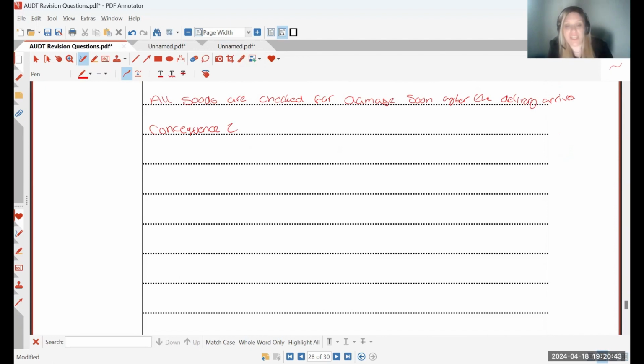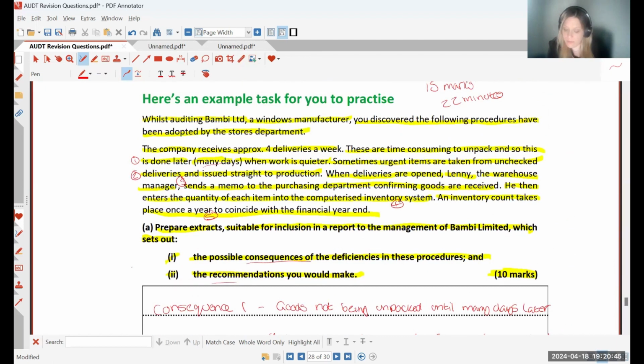So consequence 2, this was the urgent items taken from unchecked deliveries and issued straight into production. Well, what's our issue here? It might be that some of the products in these unchecked deliveries might be faulty. They might be poor quality. Also, if they're being issued to production, they might not ever actually get recorded as received because they've never really been entered onto the inventory system. When Lenny empties the boxes and records everything onto the inventory system, he's not recording things that aren't in the box, is he?